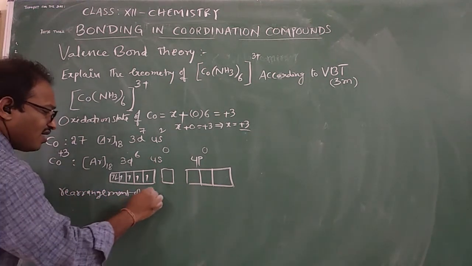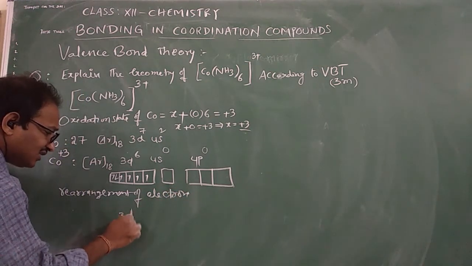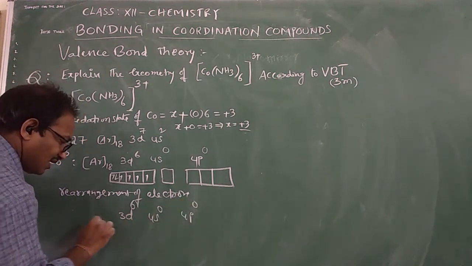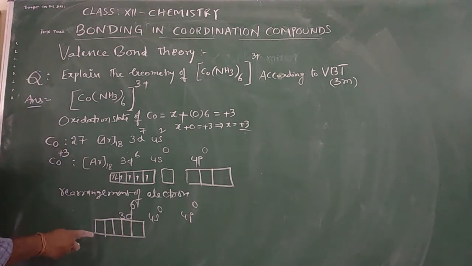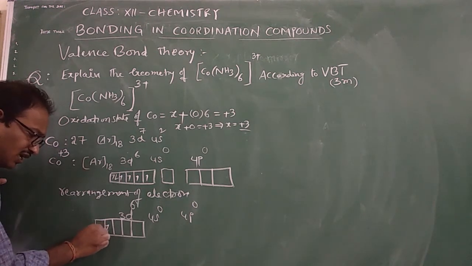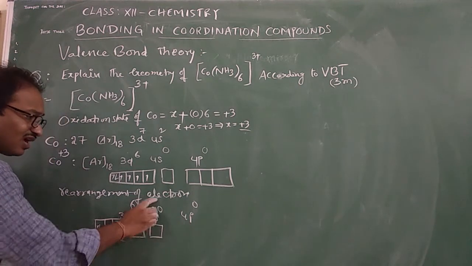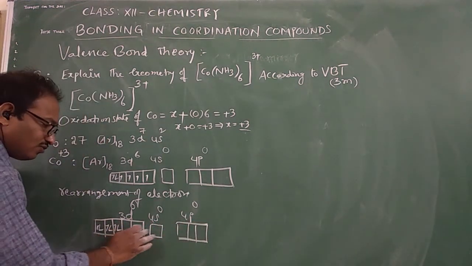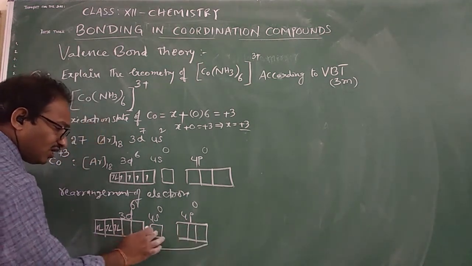Rearrangement of electrons. Then what happens? This will not change: 3d6 same, 4s0 same, 4p0 same. But here the 6 electrons can be filled against Hund's rule. So 1, 2, 3, 4, 5, 6. Now you can see here 2 vacant orbitals, here 1 vacant orbital 4s and 3 vacant orbitals.